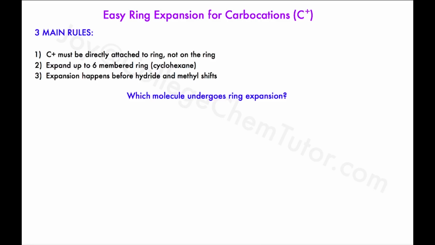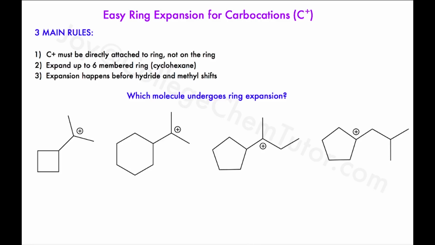Let's look at some examples. Which molecules below will undergo ring expansion? Let's start from the left at the cyclobutane. The carbocation atom, which is highlighted in pink, is directly attached to the ring represented by the maroon carbons. This molecule is eligible for ring expansion from 4 to 5.